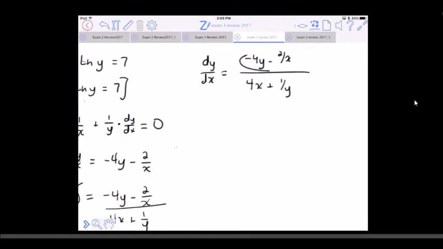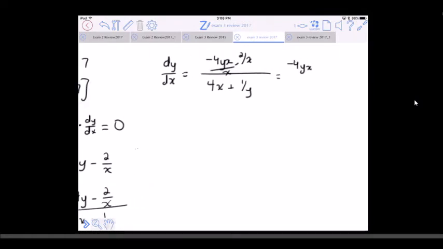What I need to do is combine this and combine that. So this one up here in the numerator, to combine that, the only way to subtract is to have a common denominator, so I need to multiply this by x over x. So now it's negative 4yx over x minus 2 over x. So that's negative 4yx minus 2, all over x.